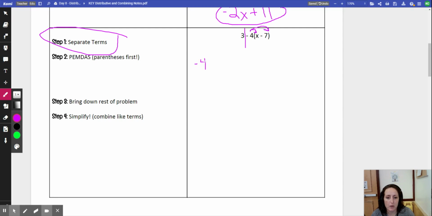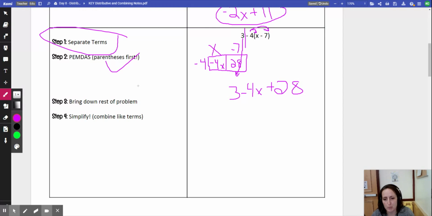Okay, so the first thing we need to do is distributing. So we have the -4, make our box, split it in two because we have x, and then we have a -7. -4 times x is a -4x, and -4 times -7 is a +28. So now I know from the distributing, I have -4x plus, because it's positive, 28. And I need to bring down my original 3.